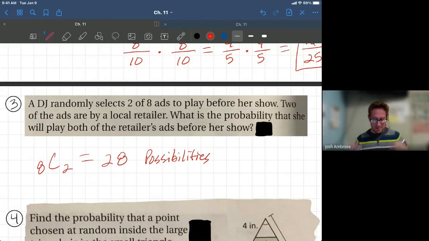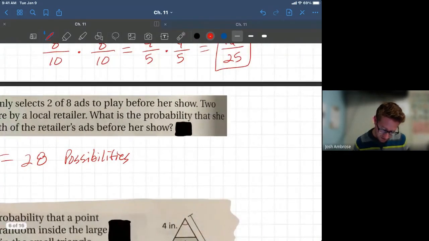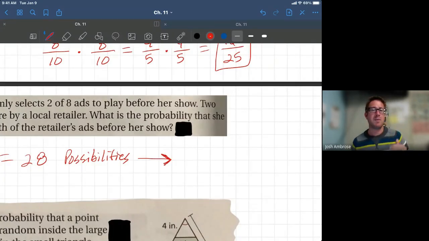There's 28 possibilities that she could gather. But now the further question in this problem is that both of those ads are from the exact same retailer. Now comes the second part to this question. How many different ways are there to pick the same ads from the one retailer? There's only one way.